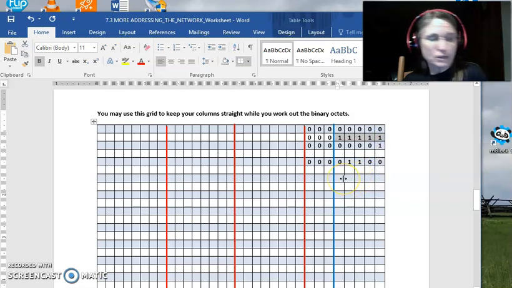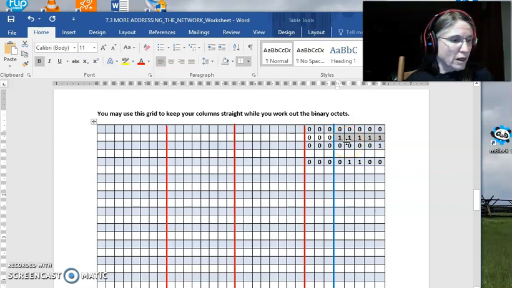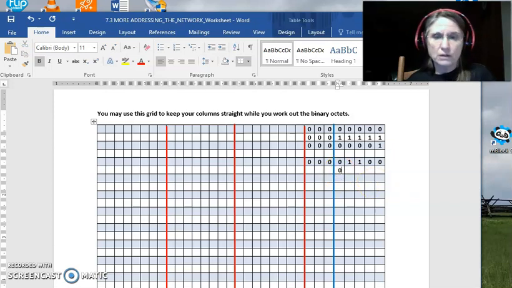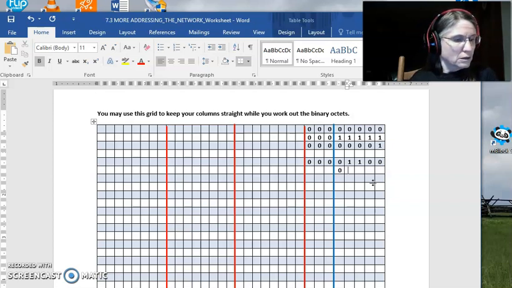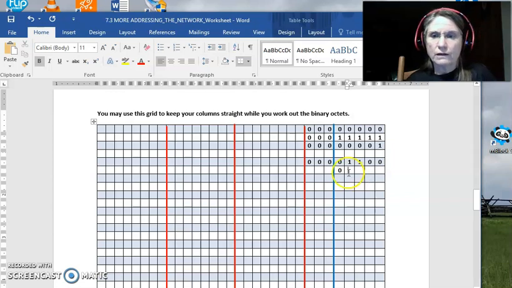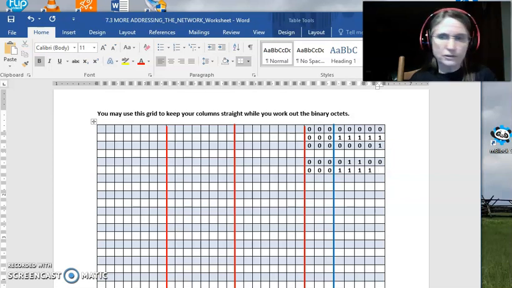So what is the last number before 1, 1, 1, 1, 1? Started in the wrong place here. That would be 0, 0, 0, 1, 1, 1, 1, and 0.